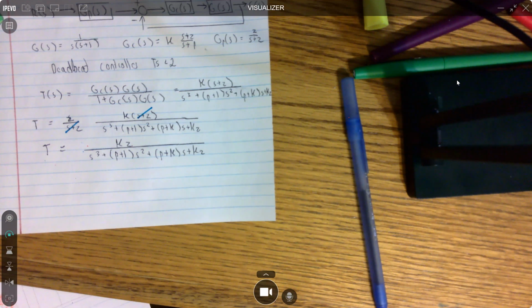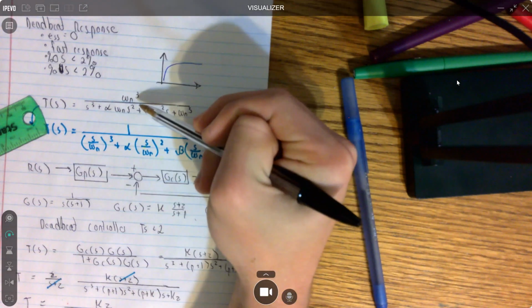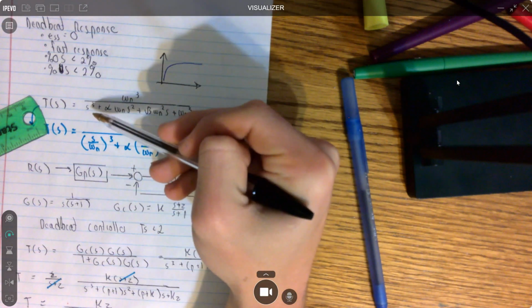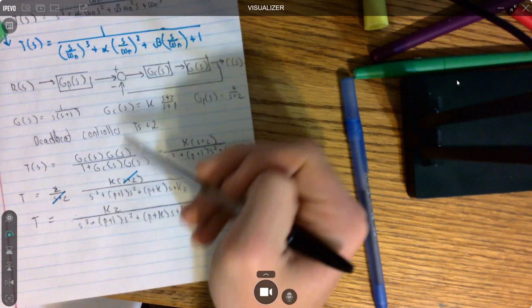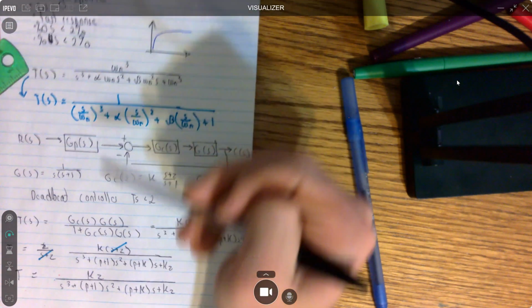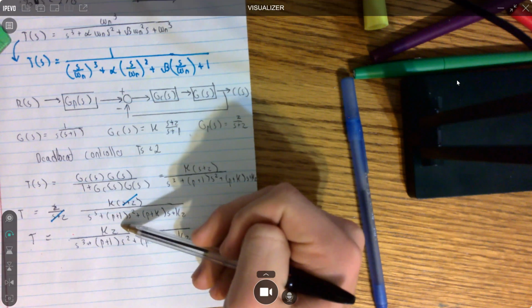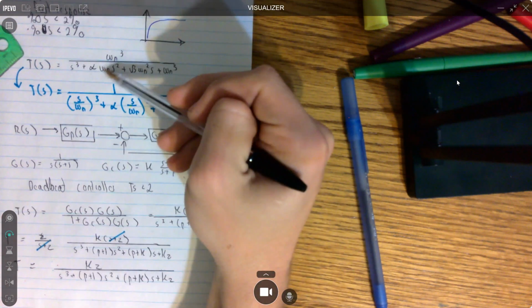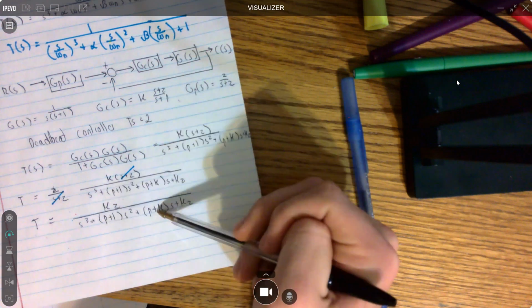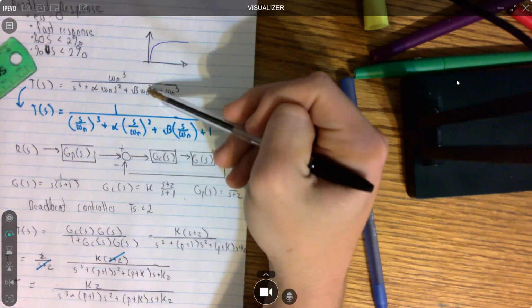So basically for a system, what we're going to do here is our normalized response. Looking at what we have here, we have the s cubed right here, and we have the s cubed right here. This term must be the omega n cubed. This term must be the alpha omega n here. This is the beta omega n matching up here, beta omega n squared.